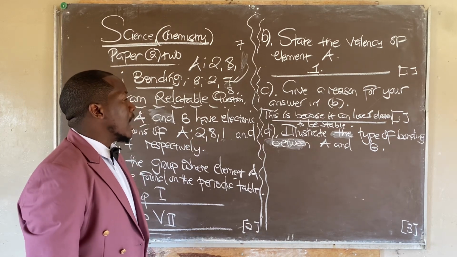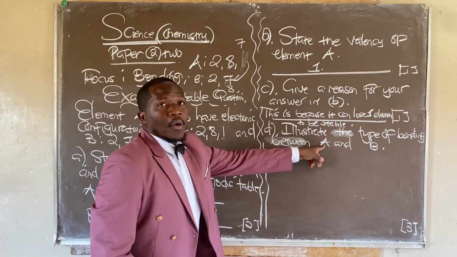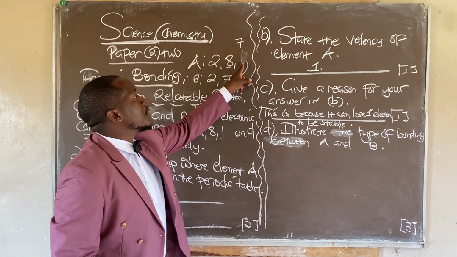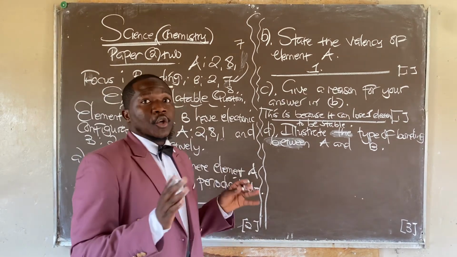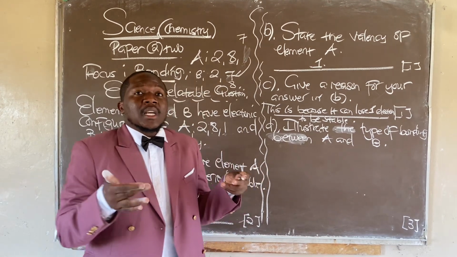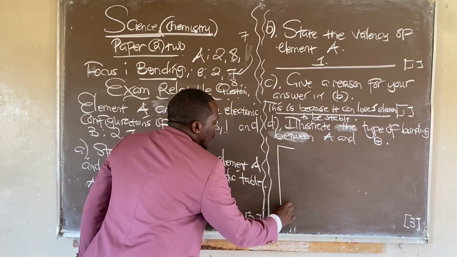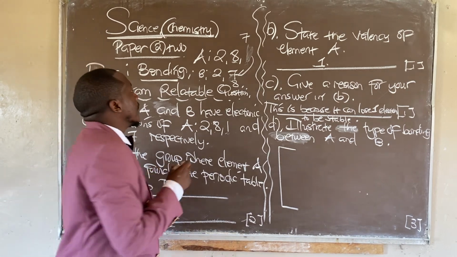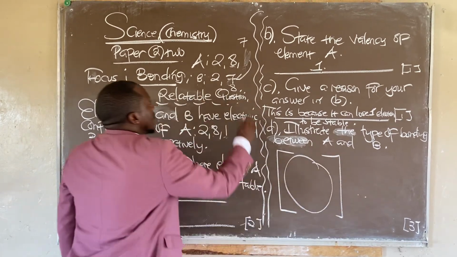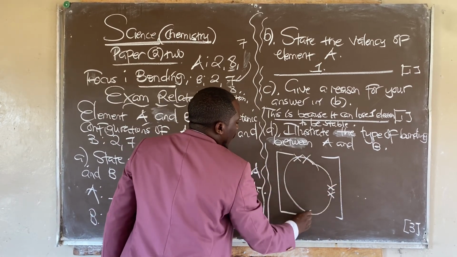D, illustrate the type of bonding between A and B. So for A, when A is stable, it's supposed to remain with 2 and 8, because that one needs to be transferred to B. Whenever you are showing a type of bonding that involves 2 elements trying to transfer electrons to each other, where one is the recipient and the other one is sending, we're going to ensure that we write what we can call ionic boxes. So here, we're going to write only the last shell, which is going to remain. We're going to use crosses: 1, 2, 3, 4, 5, 6, 7.